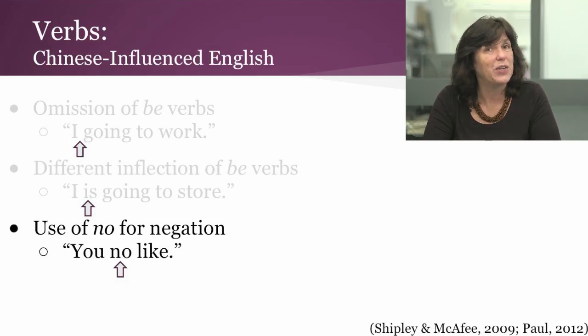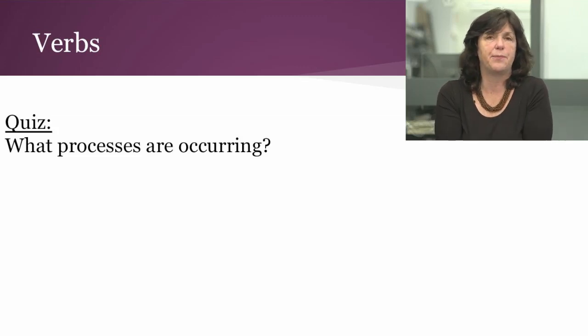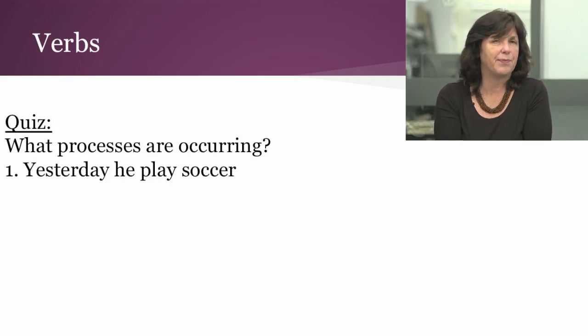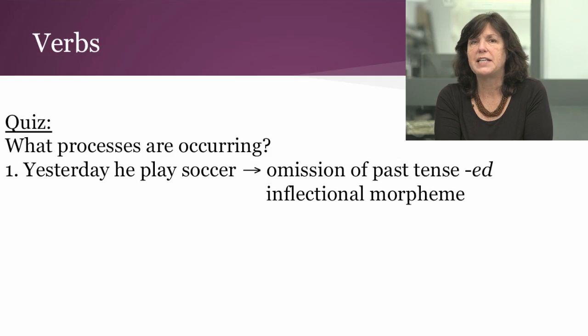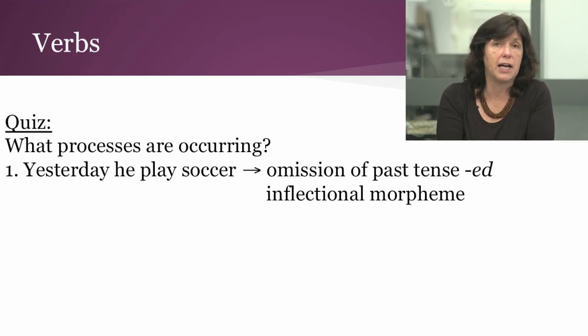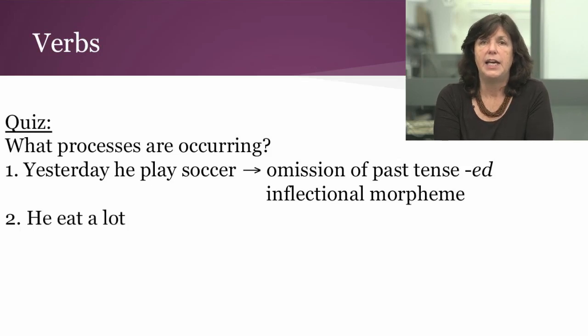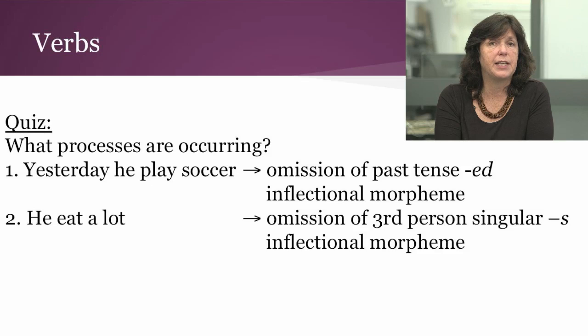All right, it's quiz time. Let's take a quiz to assess our understanding. What's happening here? Yesterday he played soccer. What do you think? Here we have omission of the past tense ed inflectional morpheme. In Standard American English it would be he played soccer. What's happening in he eat a lot? Here we have omission of the third person singular s inflectional morpheme. In Standard American English, it would be, he eats a lot.